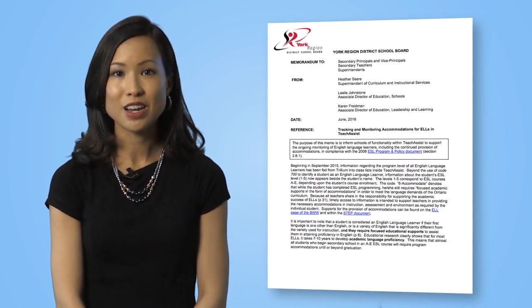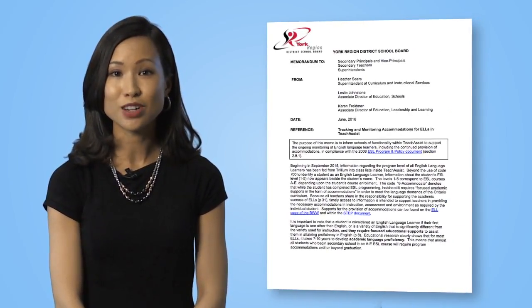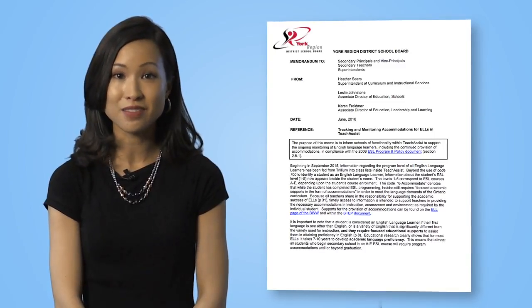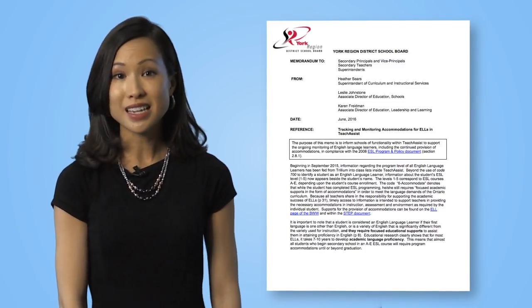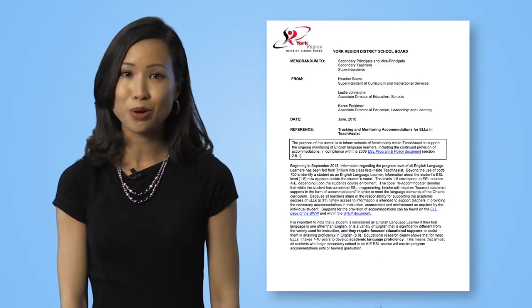6Accommodate. Classroom teachers are asked at the end of each semester to complete an ESL report within Teach Assist for students who were flagged as 6Accommodate on their class list at the beginning of the semester. This will indicate whether accommodations are still required.